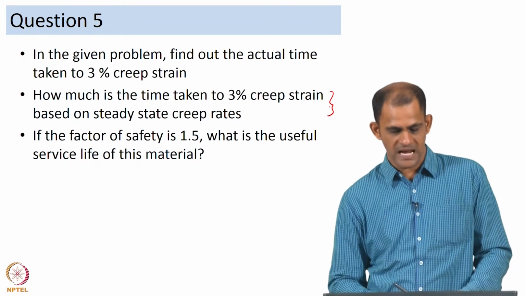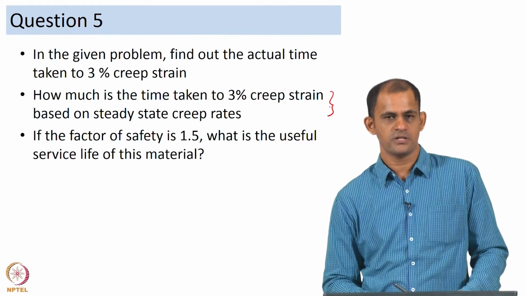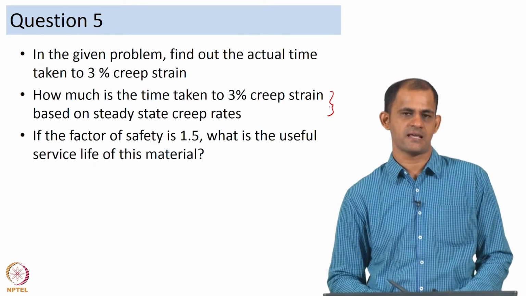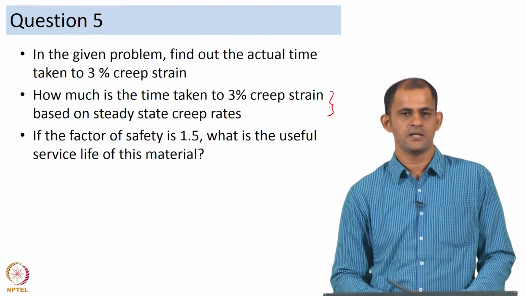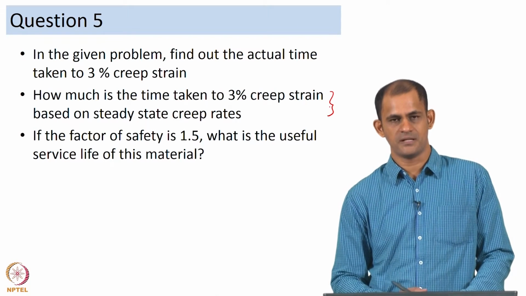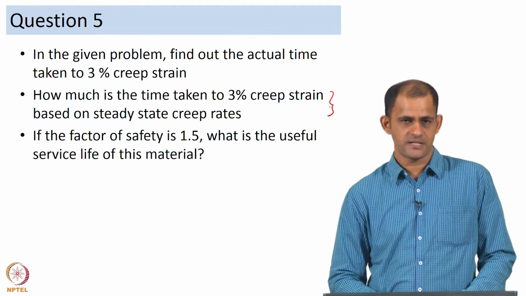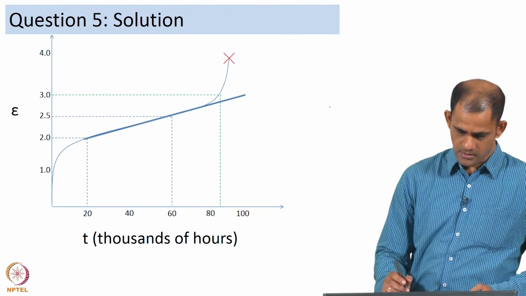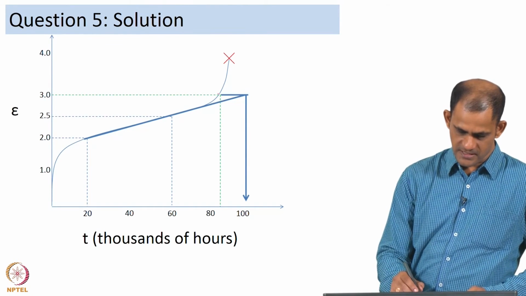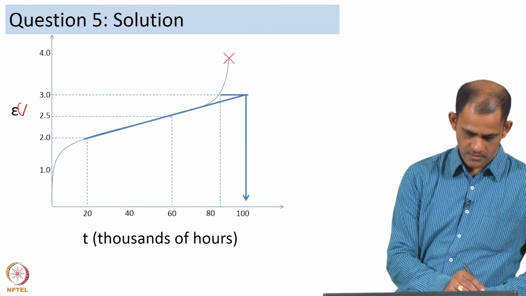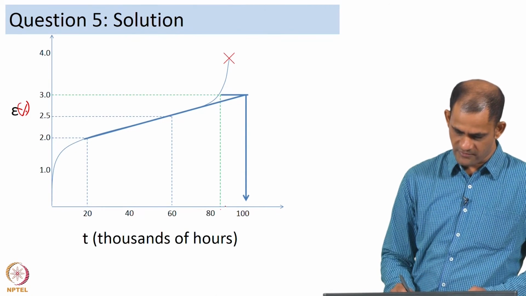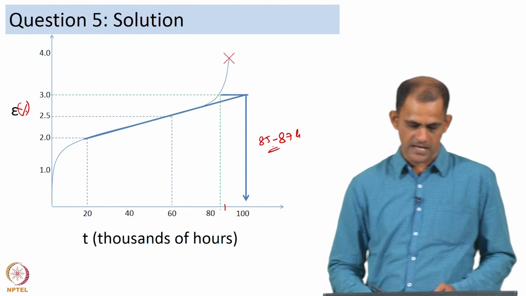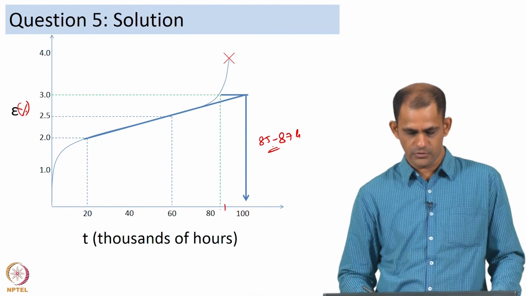So, we are talking about the time taken to 3% creep strain based on steady state creep rates, and finally, if the factor of safety that the engineer has with him is 1.5, what will be the useful service life of this material. So, these are the 3 bits to this question. Now, the first bit I already answered. For 3% strain, it takes you around 85 to 87 hours. So, the material reaches a plastic strain level of 3% in around 85 to 87 hours.